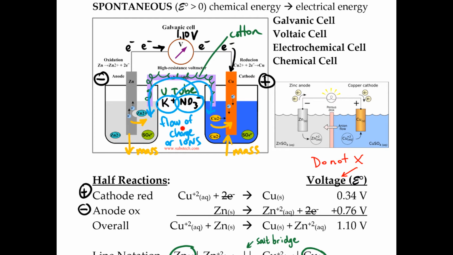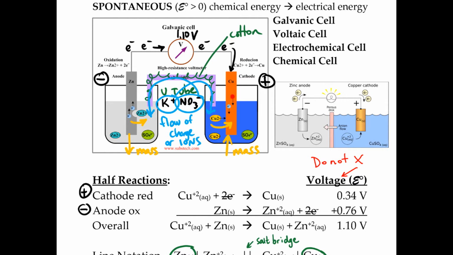So here's what's going to happen. You hook this up and it's just going to go on its own. It's spontaneous. The zinc metal is going to dissolve and become zinc plus 2. So zinc solid becomes zinc ion and gives up 2 electrons, and that's the voltage. Now these 2 electrons go through the wire, through the voltmeter, which is going to read 1.10, and then go through here and be on this strip. So this strip is going to become very negative with electrons.